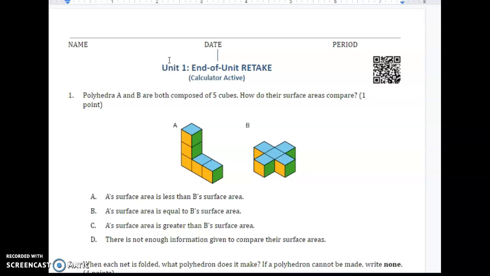A. A's surface area is less than B's surface area. B. A's surface area is equal to B's surface area. C. A's surface area is greater than B's surface area. D. There is not enough information given to compare their surface areas.